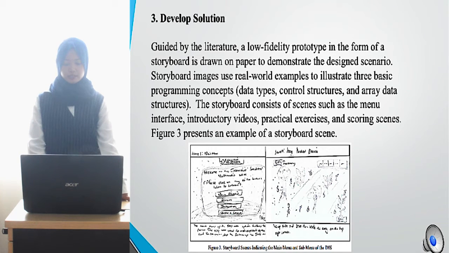Develop a solution: the storyboard uses real-world examples to illustrate the three basic concepts of programming: data type, control structure, and array data structure. So the storyboard consists of scenes such as the interface, introductory video, practical exercises, and assessment scenes.